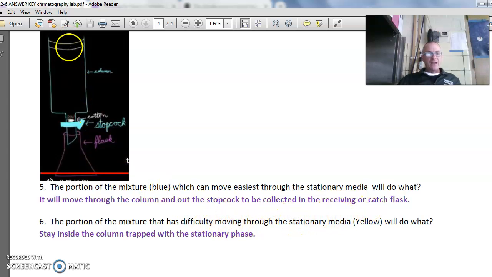The stuff that is attracted to the stationary media by intermolecular forces or whatever, will not move through as well. It won't go with the solvent. So if it's attracted to the solvent, it will move through. If it's not attracted to the solvent, but it's attracted to the stuff inside here by the intermolecular forces, then it'll have trouble moving through. It will stay inside the column.